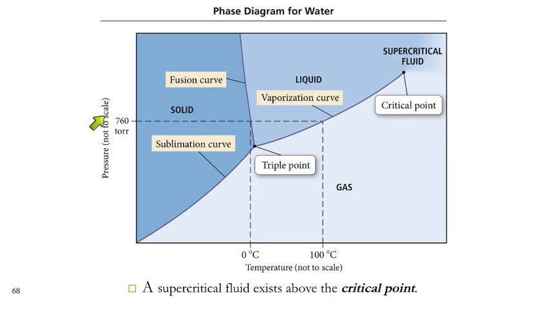So here we have pressure. At 760 torr, that's 1 atmosphere of pressure, we know that water changes from a liquid to a gas at 100 degrees Celsius. So this point represents the vaporization of water at atmospheric pressure. If you increase the pressure, like with a pressure cooker, then the temperature at which that transition occurs goes up. If you decrease the pressure, then the temperature at which the water boils goes down.